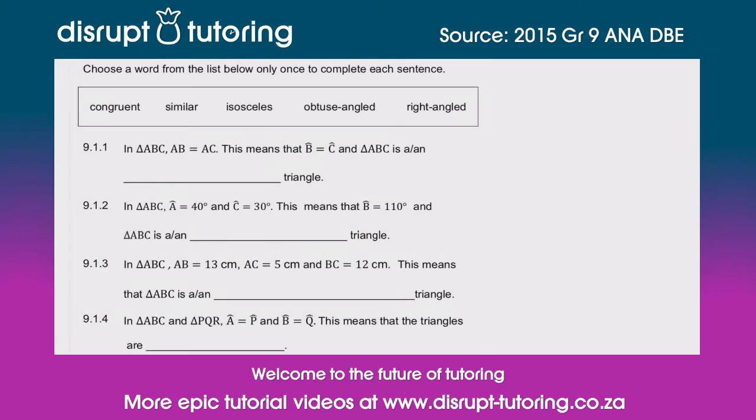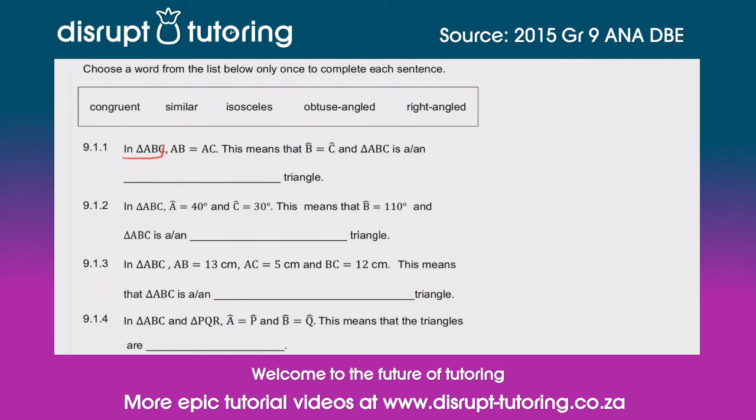Today we're going to deal with some important words related to triangles, and I'm going to get straight into the question. Now, they've asked us to choose a word from the list below only once to complete each of the sentences. So the words we've got are congruent, similar, isosceles, obtuse angled, and right angled. Now let's get to the first one.